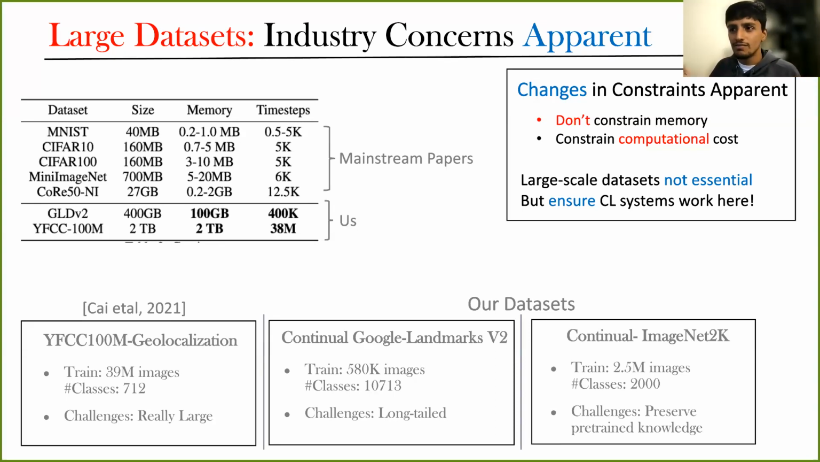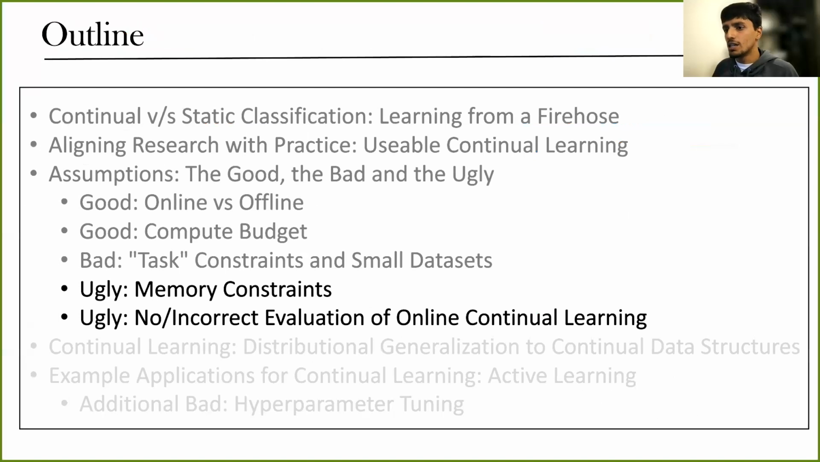But we lack GPUs. GPUs are expensive, and the sequential training takes long. And these large datasets essentially make these constraints more apparent and clear for what we should make an assumption on and what we should not make an assumption on. But they're not essential. We can train on toy datasets, but we need to ensure that it scales to large datasets. Okay. Now, let's go to the ugly parts of assumptions that people make.